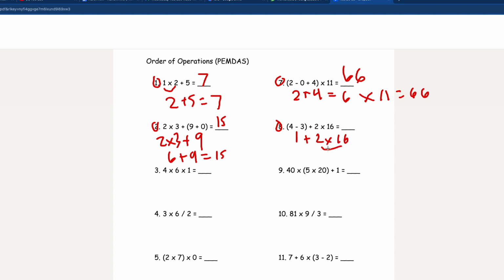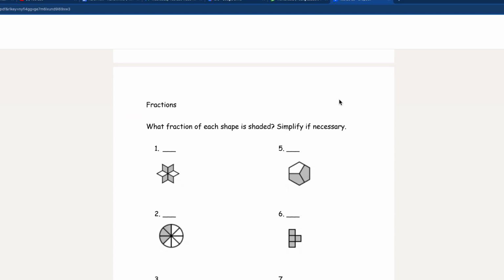So we're going to do 2 times 16, which 6 times 2 is 12, and 1 times 2 is 2, plus 1, so that equals 32. So that equals 1 plus 32, that equals 33. So 33 is your final answer for number 8. All right, moving on to the next worksheet.